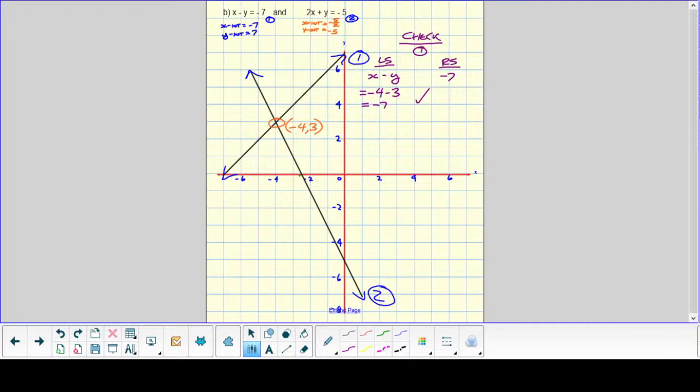Now we have to check for line number 2. Natasha, you had a question? Okay. 2x plus y equals minus 5. Two times minus 4 plus 3. That's minus 8 plus 3, which is minus 5. So now we know it's also on line 2. So it is the point of intersection. Since left side equals right side, therefore the POI is minus 4, 3.